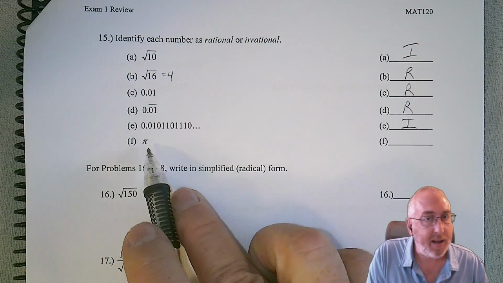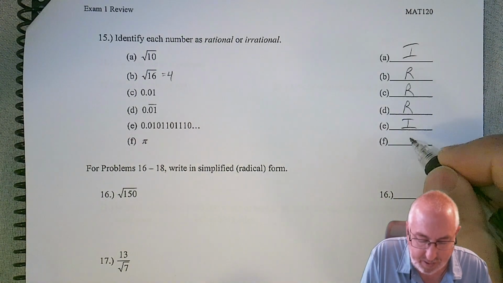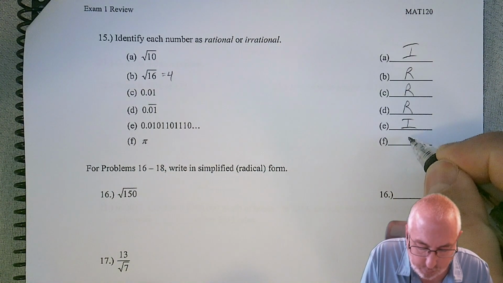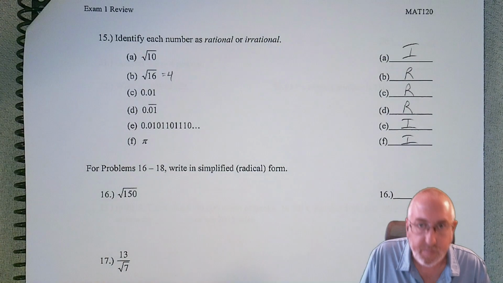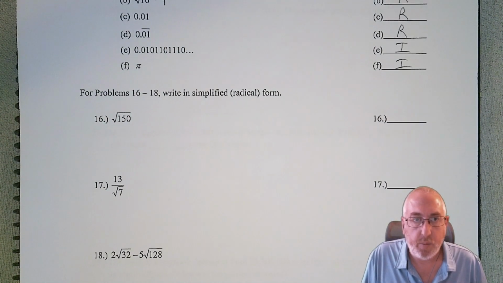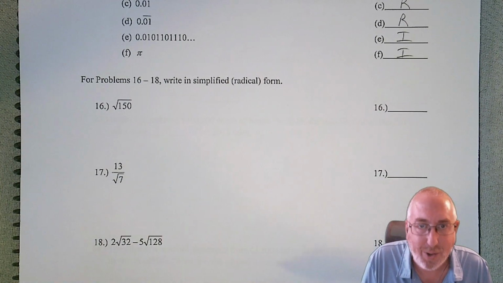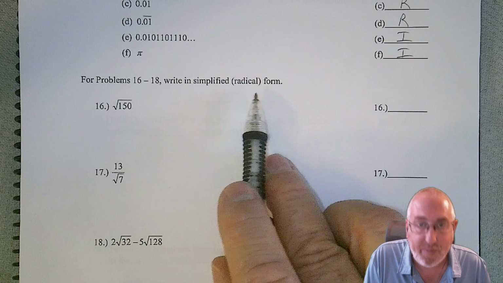And then pi is one of our key examples for irrational numbers. Never ends and never has a repeating pattern. So that's irrational. All right, so moving on up the page, or down the page, depending on how you look at it, write in simplified radical form.